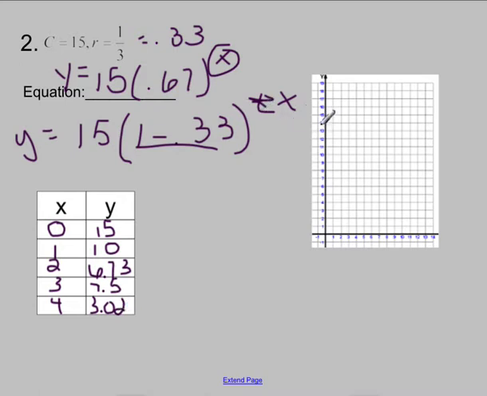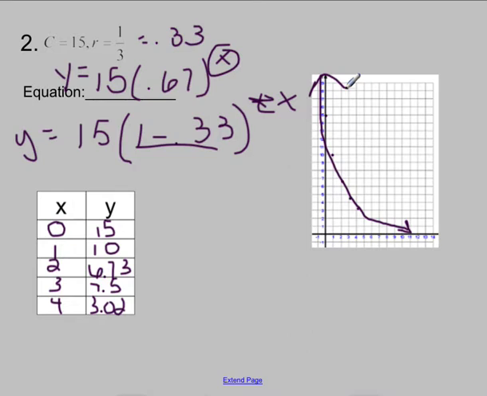So let's go ahead and graph these points. We're going over 0, up 15, and that's going to cross at this point right here. Over 1, up 10, that's right here. Over 2, up 6.73, so that's almost all the way to 7. Then over 3, up 4.5, and that's going to be here. And then over 4, up 3.02. That's going to be that point right there. So we're decaying on downward, but again, we're never going to cross that x-axis. So please make sure you come down and ride alongside it, but you don't actually cross it.